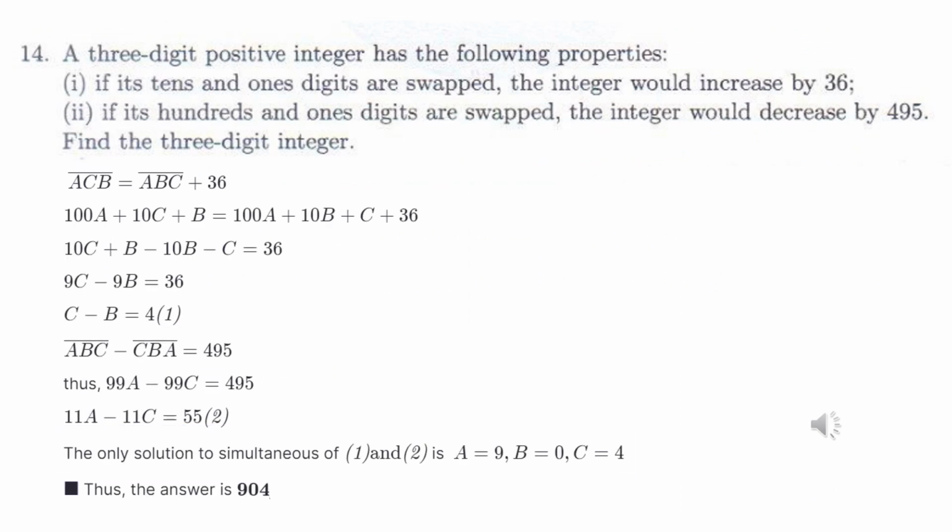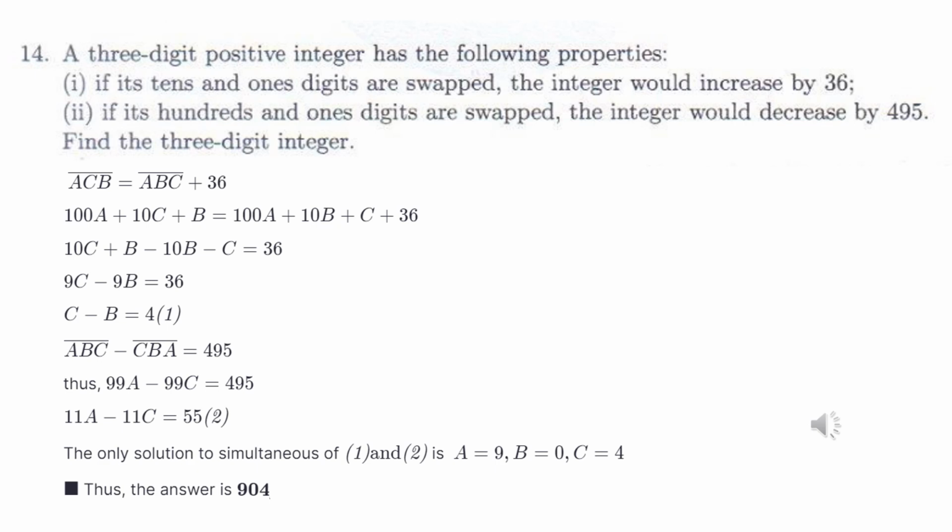Okay, let's read the question. A three-digit positive integer has the following properties: when its tens and ones digits are swapped, the integer would increase by 36, and when its hundreds and ones digits are swapped, the integer would decrease by 495. So what is this three-digit integer?